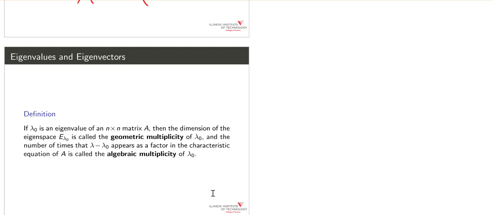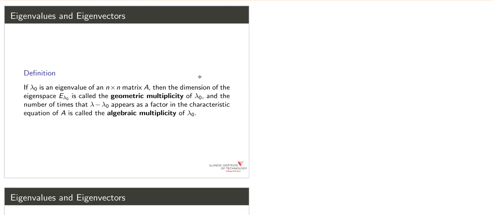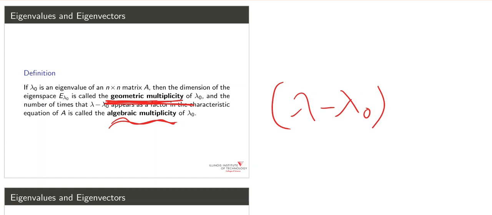Okay, so now we want to define something called the geometric multiplicity of an eigenvalue and the algebraic multiplicity of an eigenvalue. So the definition is this. If lambda naught is an eigenvalue, the dimension of its eigenspace is called the geometric multiplicity. The eigenspace is a vector space, so it has a dimension. Geometric is a little bit harder. Algebraic multiplicity is the number of times that this particular factor appears in the characteristic polynomial.